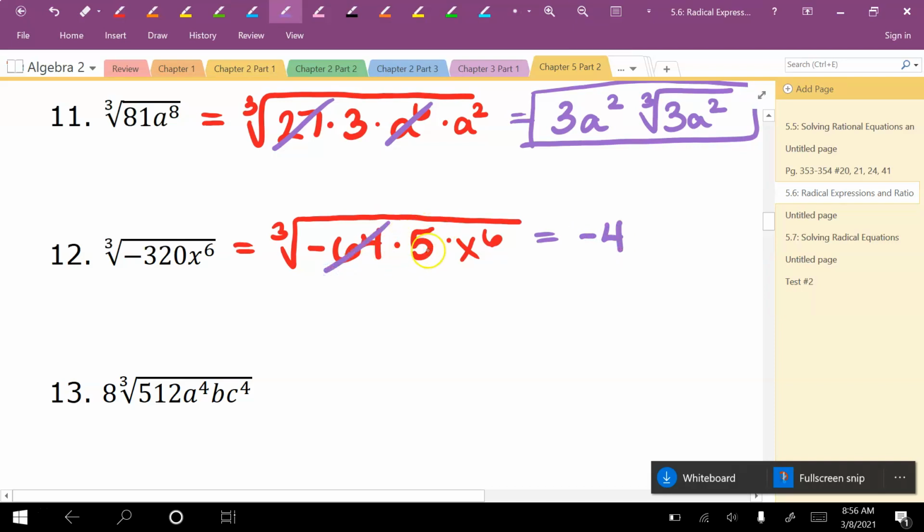I can't do anything with that 5, so let's move on to x to the 6. You guys told me that 6 was divisible by 3 because I would get what? What's 6 divided by 3? Okay, so that takes care of that, and then that 5 has to stay underneath the cube root sign. So negative 4x squared cube root of 5. Okay, you guys go ahead and try 13.